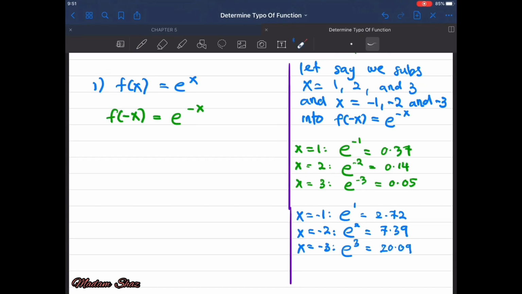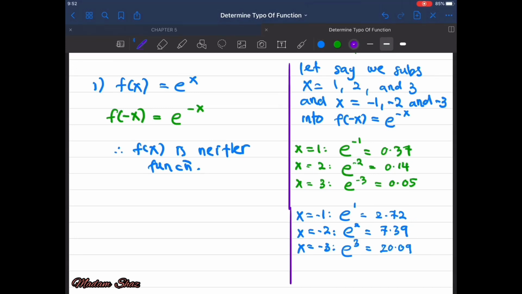So if you can see, the value for the exponent in terms of positive and negative value is not the same thing, whereby we can conclude that e to the power of x is not the same thing as e to the power of negative x. So the conclusion here, f(x) is a neither function.